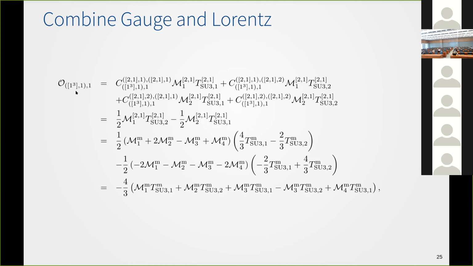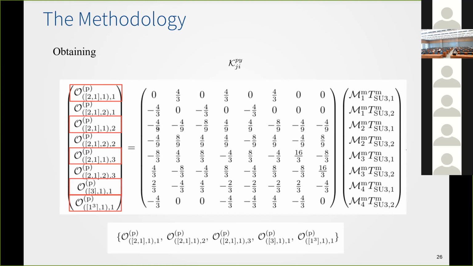How to calculate the resulting p-basis: by gluing these CG coefficients and group and Lorentz factors together, and you can finally convert it to the y-basis operators. And finally, you can obtain the whole KPY matrices, which solve the whole problem, and the independent operators are given by selecting one of the p-basis operators for each resulting representation.